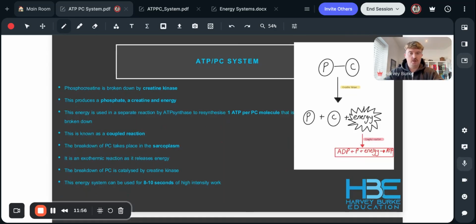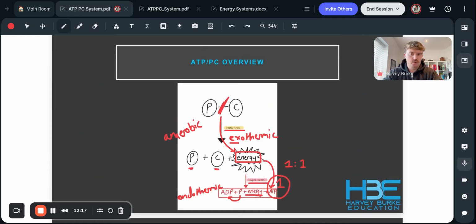And then, as I mentioned earlier, they would expect you to be able to apply it practically, so knowing practical examples of when this energy system is most dominant: 100-meter sprint, powerlifting, javelin, shot put, a tackle in rugby, anything like that. And then they could ask you to evaluate the energy system. So this is just the pros and cons.